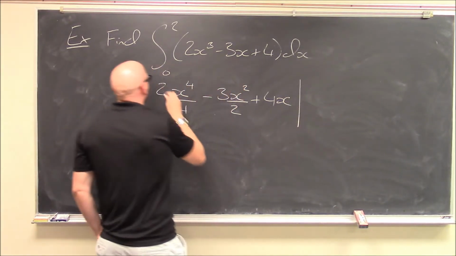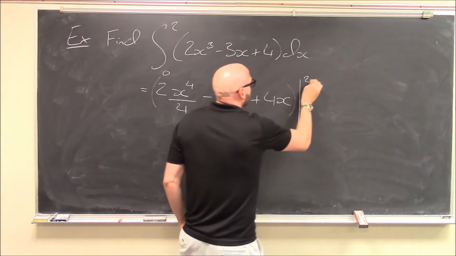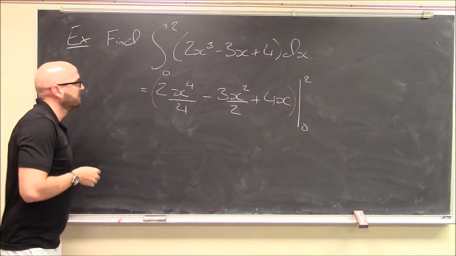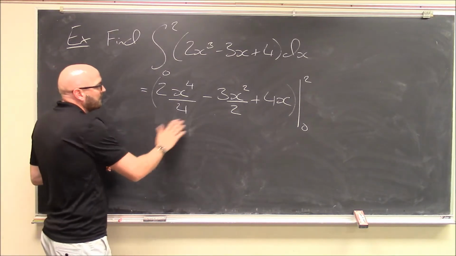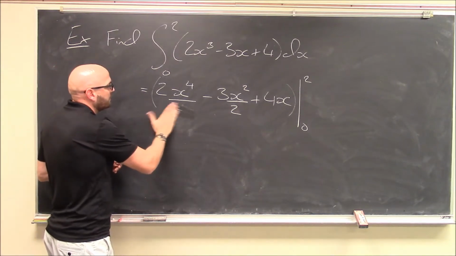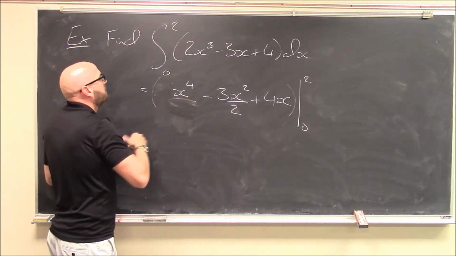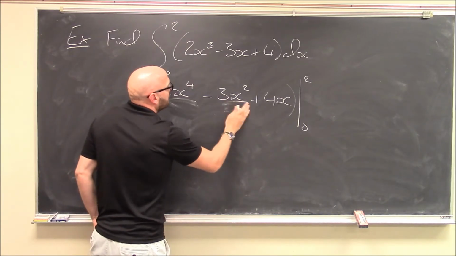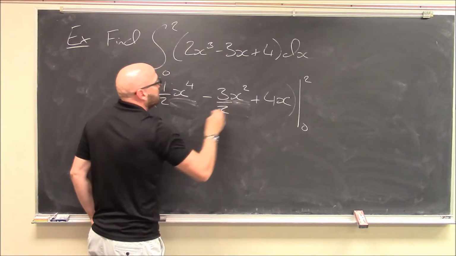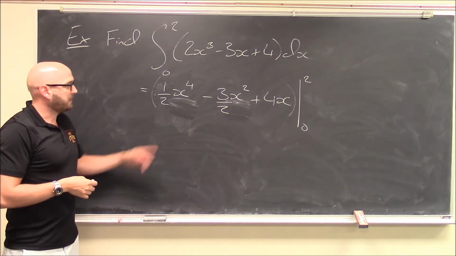I'm going to put this in brackets so it's entirely clear, and that's being evaluated from 0 to 2. I want to clean this up a little bit. 2 over 4 is 1/2. And the 3 over 2, I'm going to write the over 2 there. Looks a little prettier, but still the same function, just simplified a little bit.